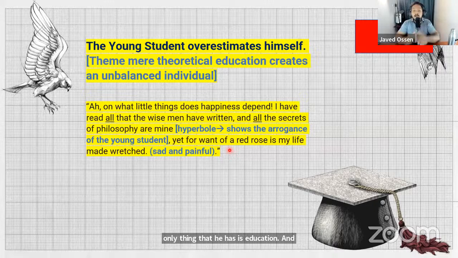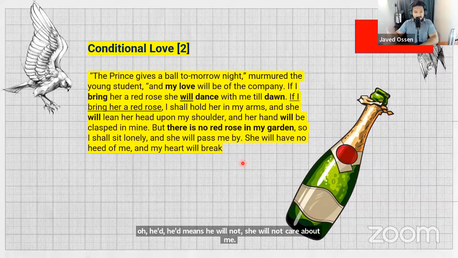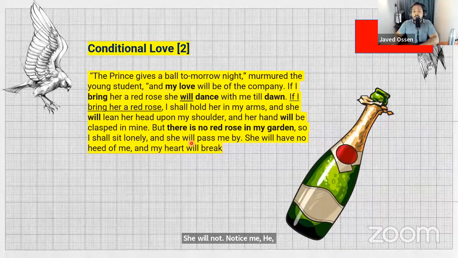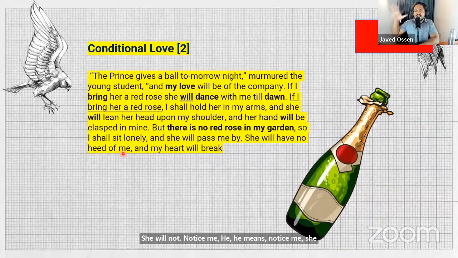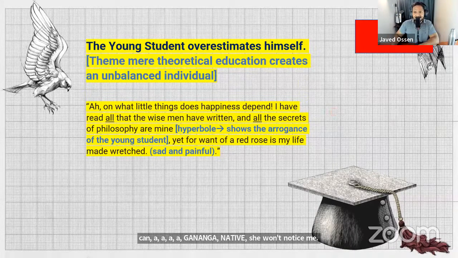And now tell me, oh, heed. Heed means she will not care about me. She will not notice me. Heed means notice me. She will have no heed of me. She won't notice me. She will have no heed of me. And my heart will break.